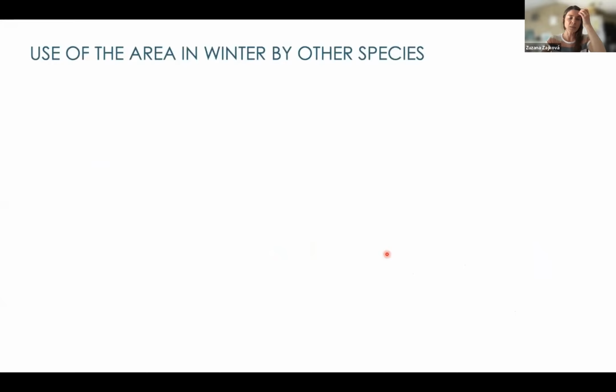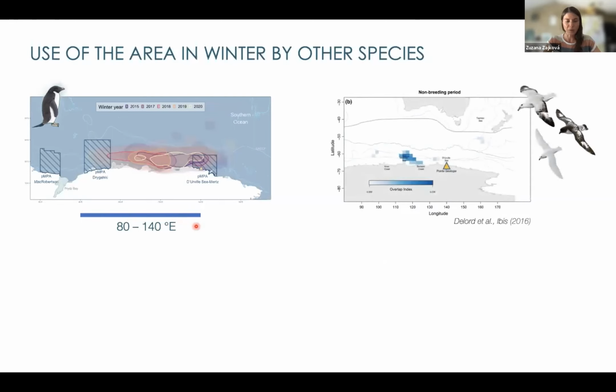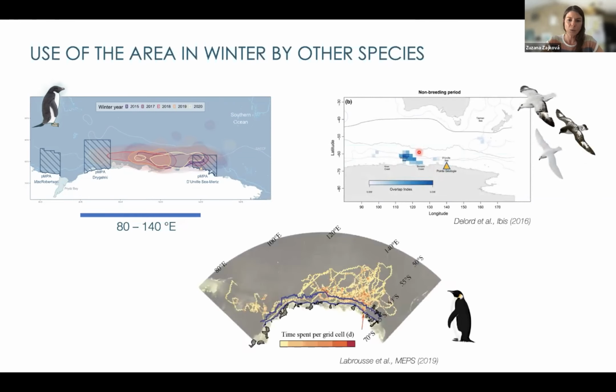We were also interested to see how this area is used by other species during the winter, not only Adelie penguins. When we consider approximately the range of 80 to 100 degrees of eastern longitude, we can see, for example, from a few other studies of wintering distribution of fulmar species, that the overlap of these three species is high, also with the area of wintering Adelie penguins. And as well, another example is the movements of juvenile emperor penguins, which also use the areas during this wintering period.